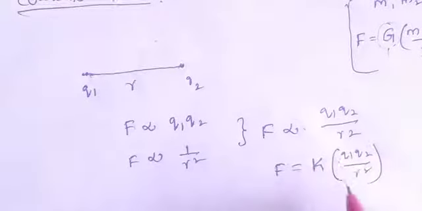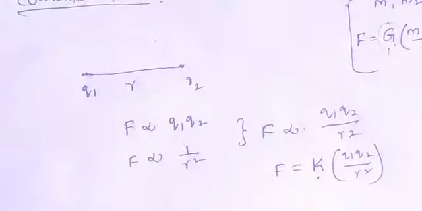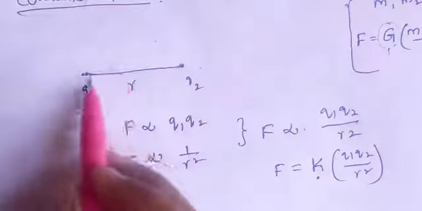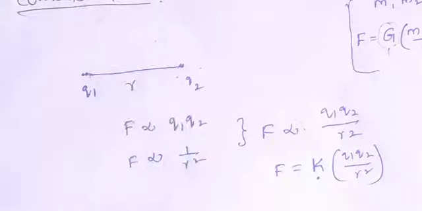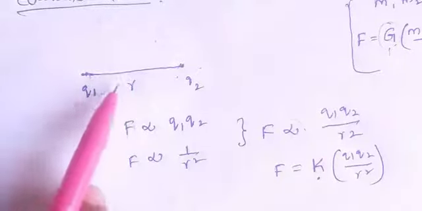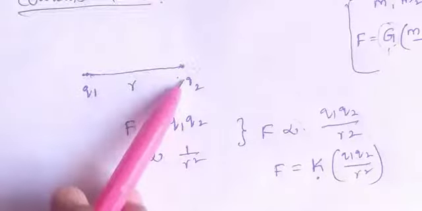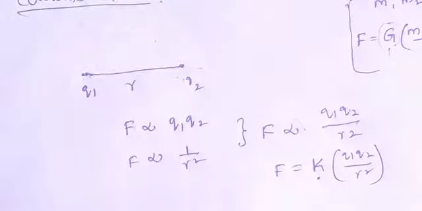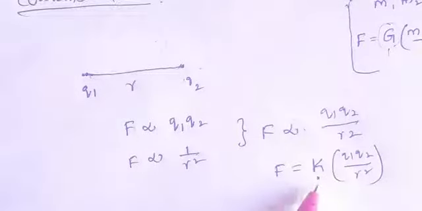Here this k value is constant, and it changes according to the medium between the two charges. The medium between the two charges may be air, water, or any other medium. The medium affects the force between the two charges, so it will affect the value of k. So here we want the value of k.